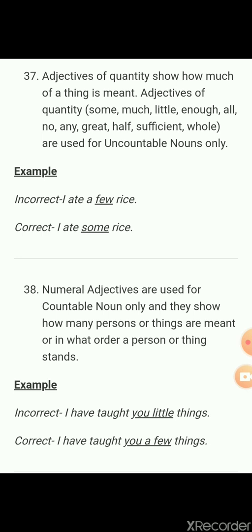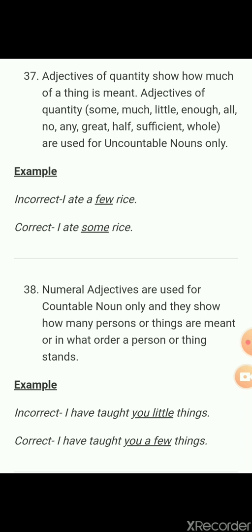When there are countable nouns, I ate a few biscuits. Biscuits you can count, but rice you can't count. Rule number 38. Numeral adjectives are used for countable nouns only, and they show how many persons or things are meant or in what order a person or thing stands. As I explained in the previous sentence, numeral adjectives are for countable nouns, and that is for uncountable nouns.